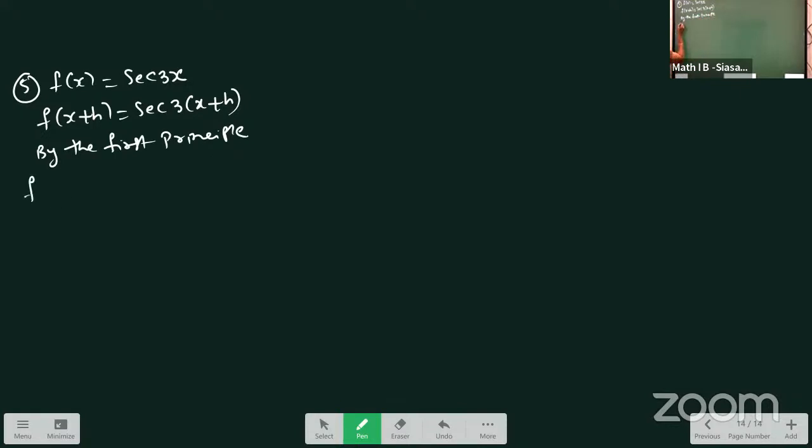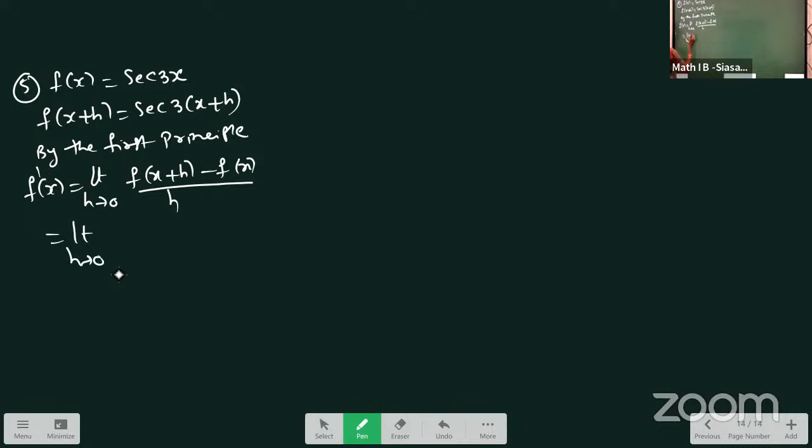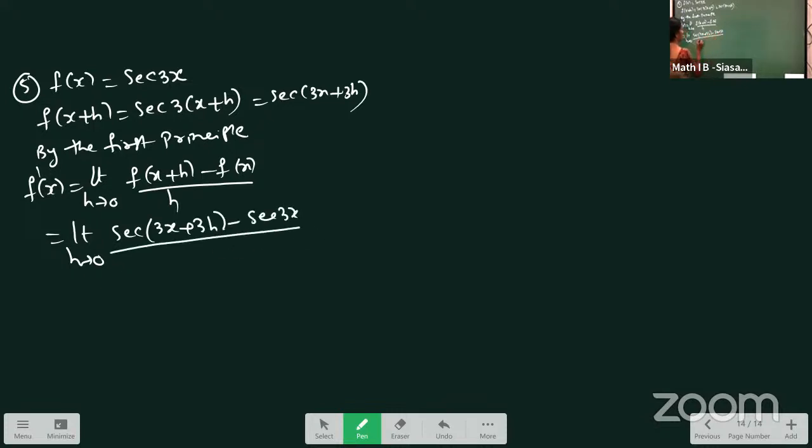By the first principle, f dash x is equal to limit h tends to 0, f of x plus h minus f of x by h. So substitute: limit h tends to 0, f of x plus h is secant of 3x plus 3h, minus secant 3x, by h. We don't have a secant C minus secant D formula, so convert secant to 1 by cos.